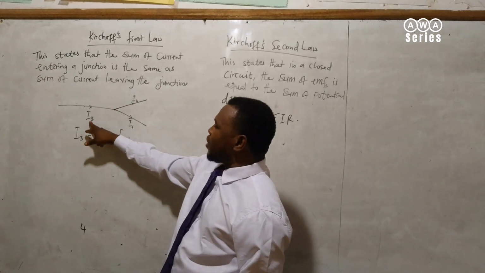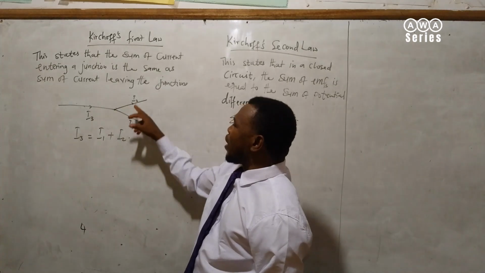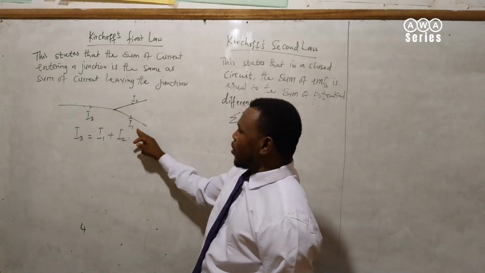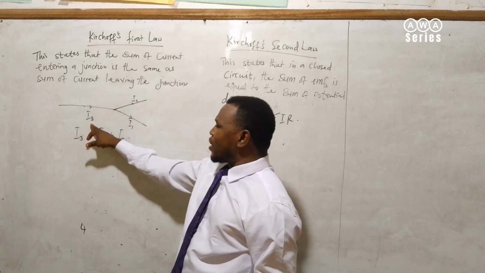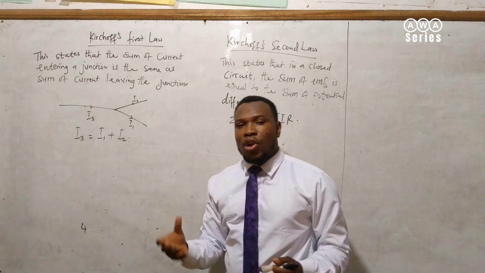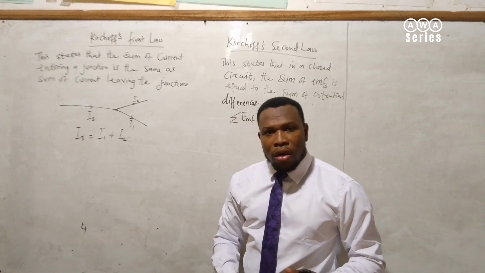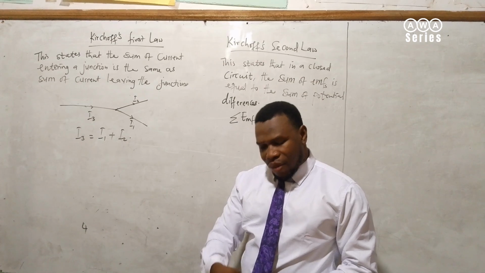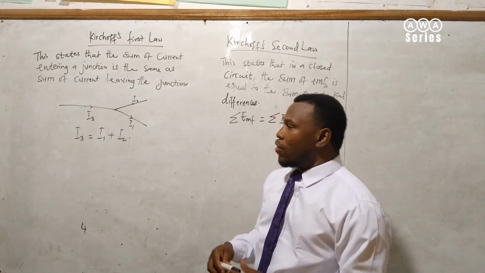You have current I3 entering this junction, while current I2 and current I1 are leaving in the same direction. So I3 is going to be equal to the sum of I2 and I1. So Kirchhoff's laws help us to do everything with ease. All right, thank you very much.